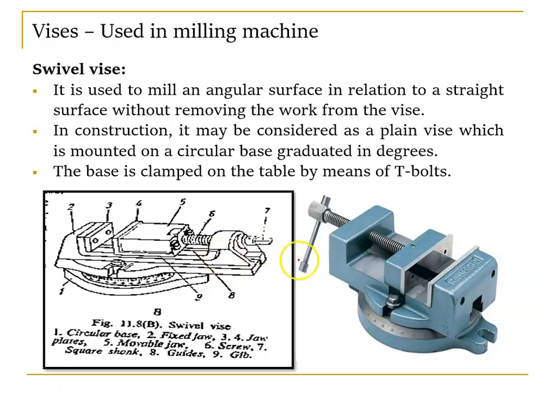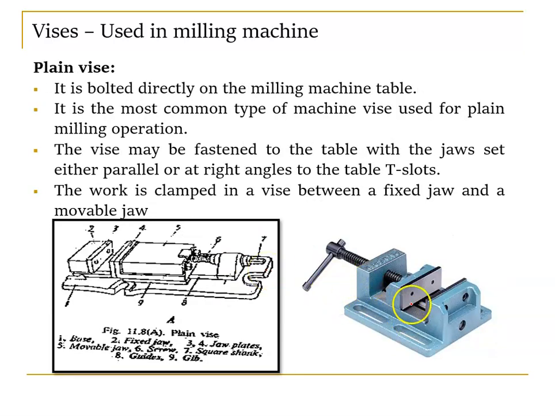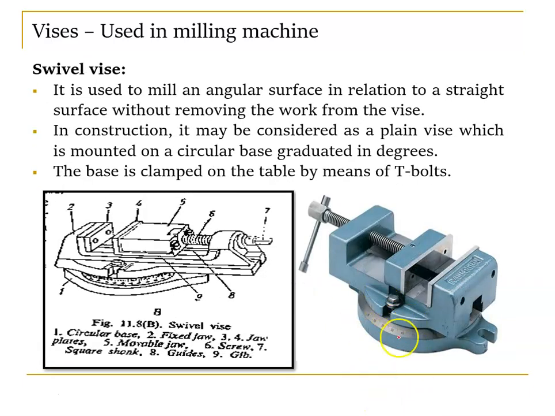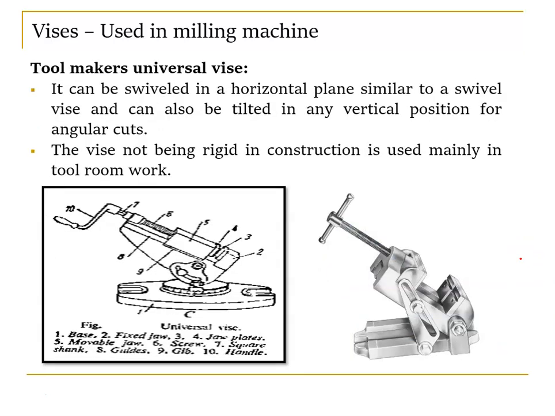The next one is swivel vise. So again it is similar to this, right? It is similar to this, but at the base we have an angular plate. So you can able to view, right? So this is the place you have an angle plate. It is used to mill an angular surface in relation to the straight surface without removing the work from the vise. In construction, it may be considered as a plain vise, which is mounted on a circular base, graduated in degree. So you can rotate as per your required angle. You can hold the workpiece. The base is clamped on the table by means of T slots, right? This is what tool makers universal vise, universal.